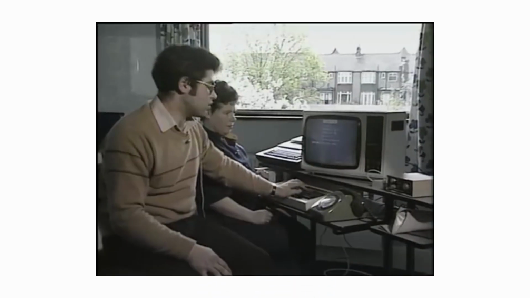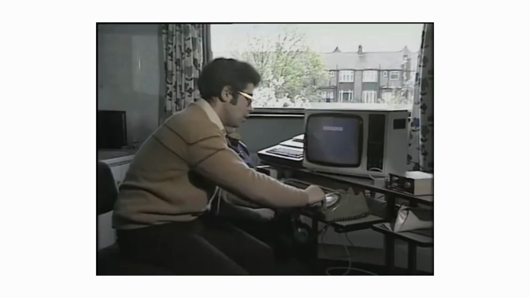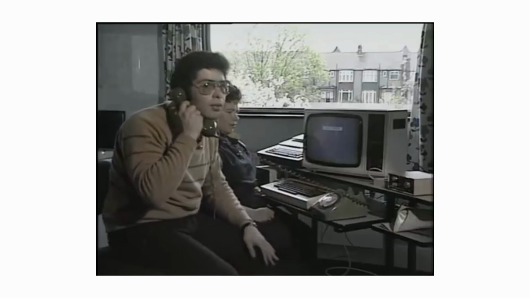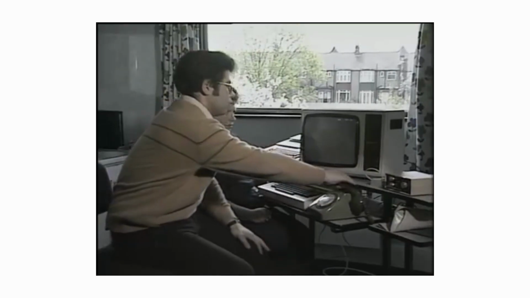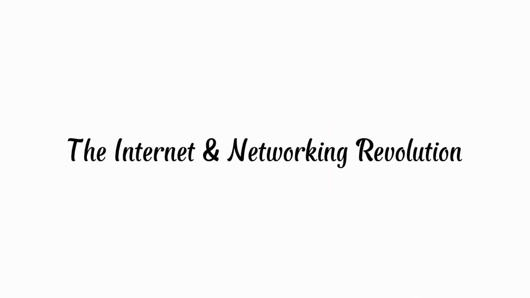The rise of personal computing accelerated the spread of digital literacy, fueled creative expression, desktop publishing, early digital art, and video games, and laid the foundation for an increasingly interconnected world. The idea that anyone can own a computer was both radical and empowering, setting the stage for networking on a global scale. Level 6, the internet and networking revolution.